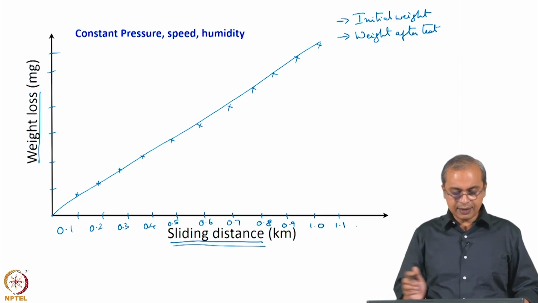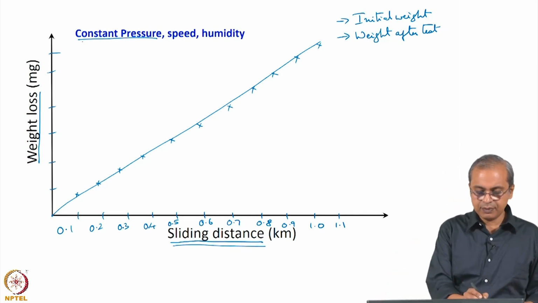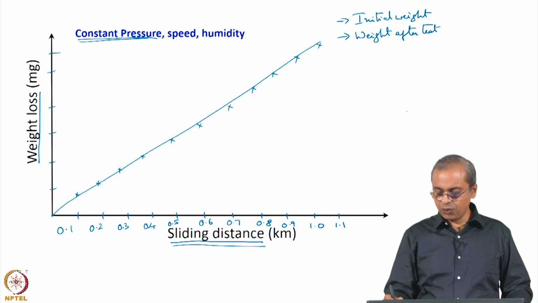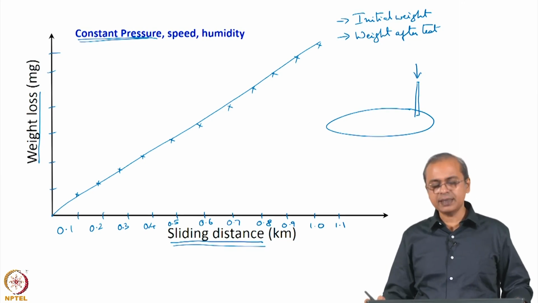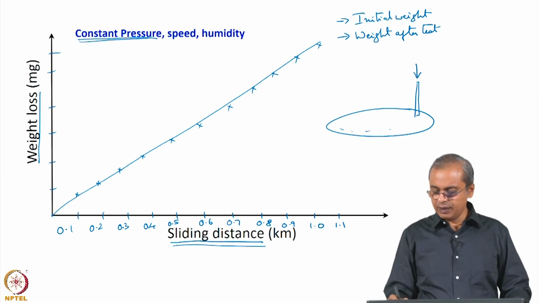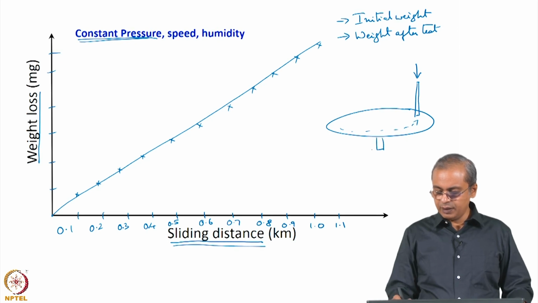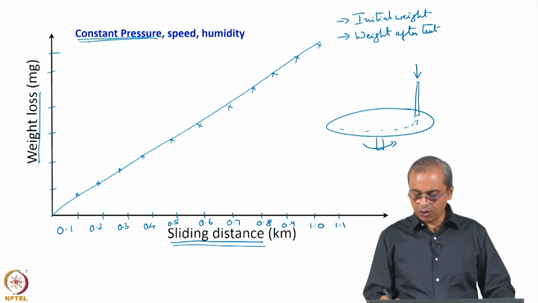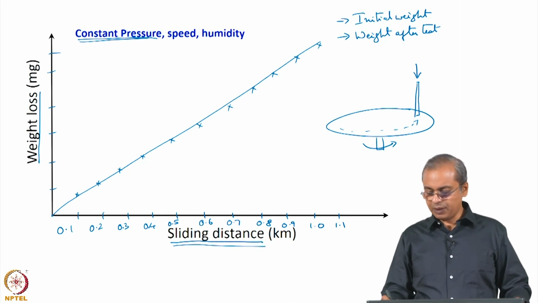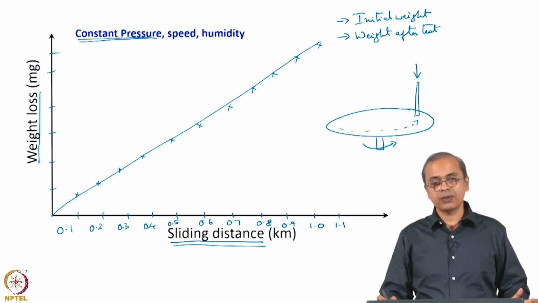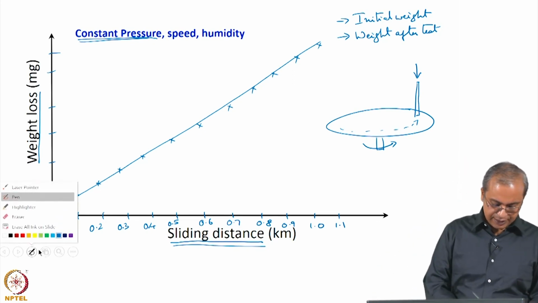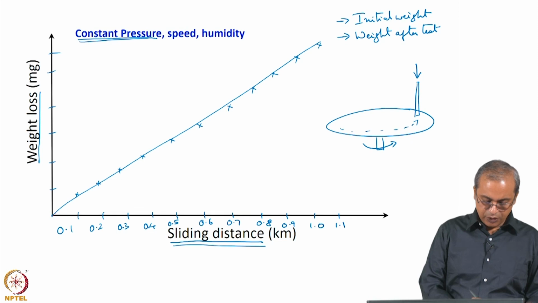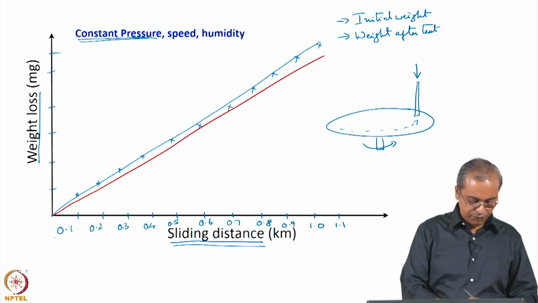This is now at constant pressure, which means that the load that you are putting on that pin is constant. Your pin is here, this pressure that you are applying is constant, but you are halting at different distances. You allow it to run for some number of revolutions, you halt, you take it out and you make this measurement. This you can do for a bunch of different samples.